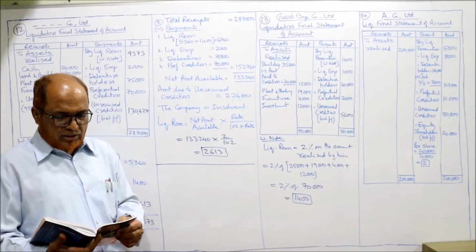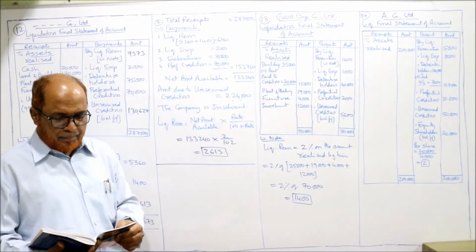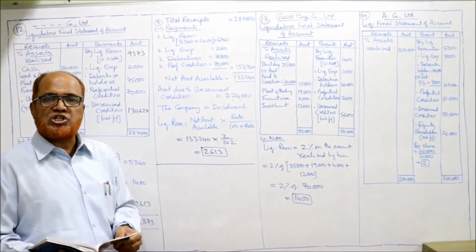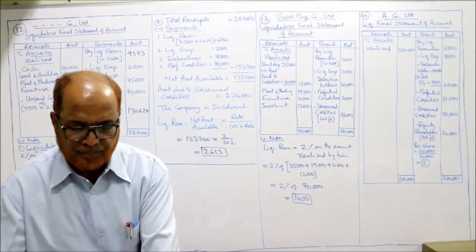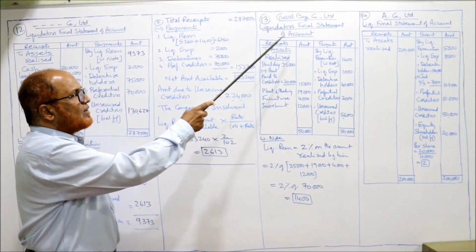Then furniture 4,000, plant and machinery 19,000, investment 12,000. The cost of winding up amounted to 100 rupees. Cost of winding up means liquidation expenses. That's all. So now see, Goodbye Company Limited liquidator's final statement of account.